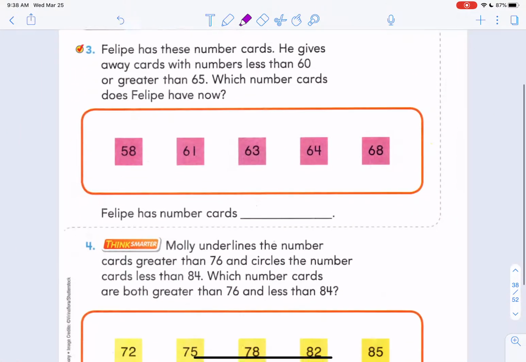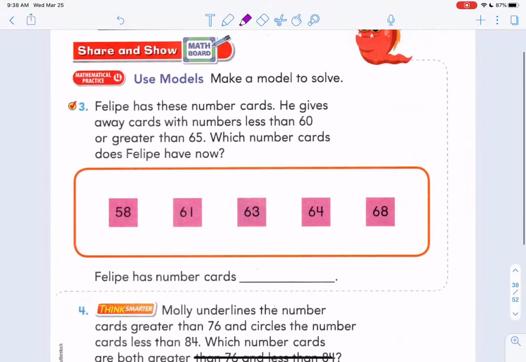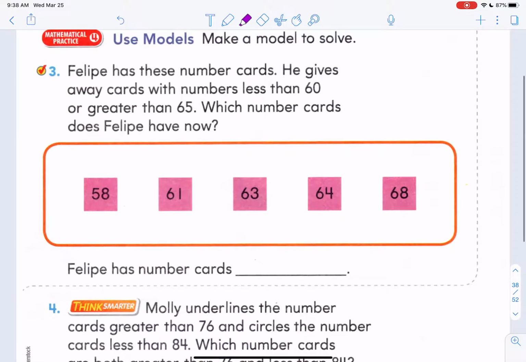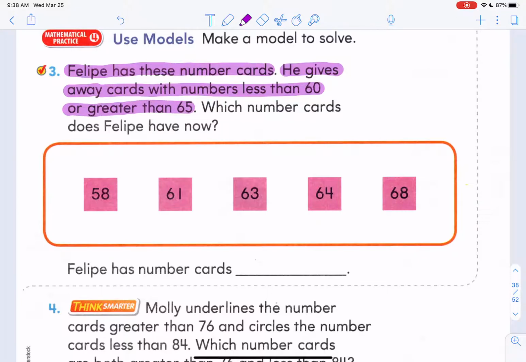Problem 3, now I'm on page 419. And again, if you need to pause the video and do the problem, that's great. This is Felipe. Felipe has these number cards. He gives away cards with the numbers less than 60. So we're going to cross those out. And he also gives away the cards that are greater than 65. Cross those out. Which number cards does Felipe have now? Look at the cards, cross out the ones that he gives away, and then write down the cards that are left.